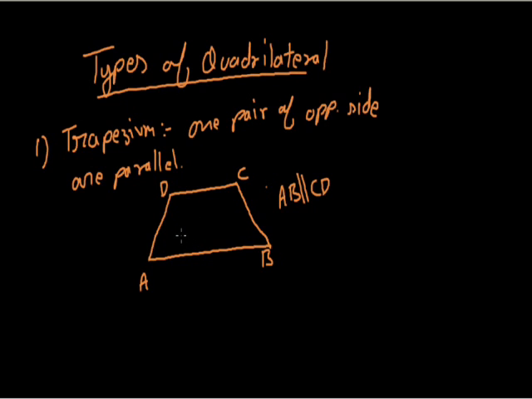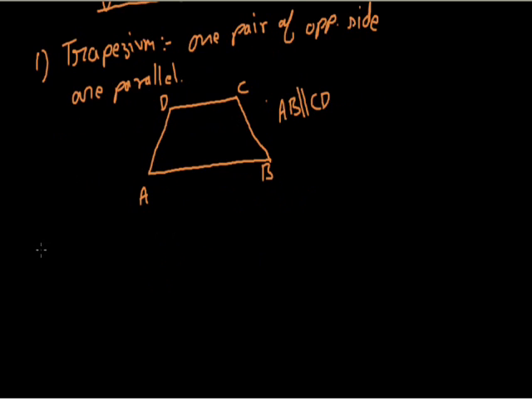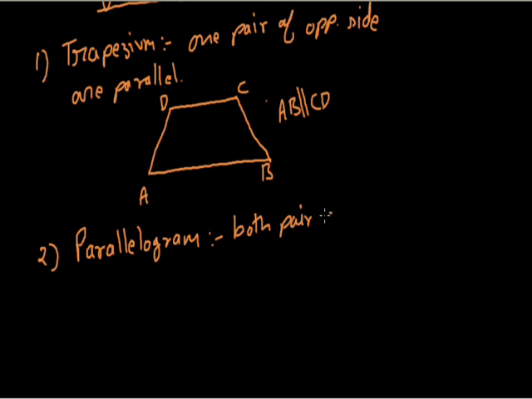The next type is parallelogram. A parallelogram is basically a quadrilateral in which both pairs of opposite sides are parallel. Both pairs of opposite sides are parallel, तो उसे हम parallelogram बोलेंगे.